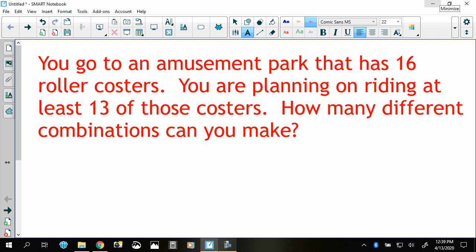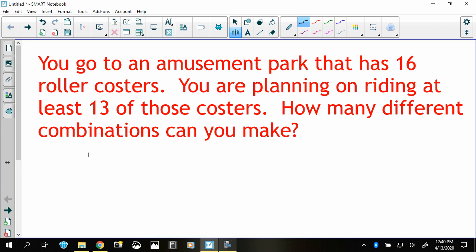Okay, so these are a couple of problems that we need to discuss that are not on your notes, but are some things that you're going to see. More than likely something you would see in an assessment. So it says you go to an amusement park that has 16 roller coasters.